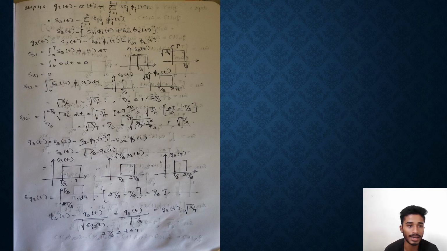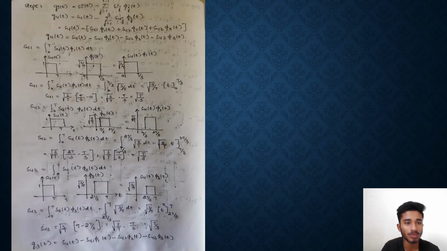So moving on to our next slide. What we have is step 5 now. Here we are going to find g4 of t. We can refer to the previous steps. Likewise, how we have found g1 of t, g2 of t and g3 of t, we are going to find g4 of t. Okay. So here we are going to find g4 of t, and we are going to find s41, s42 and s43.